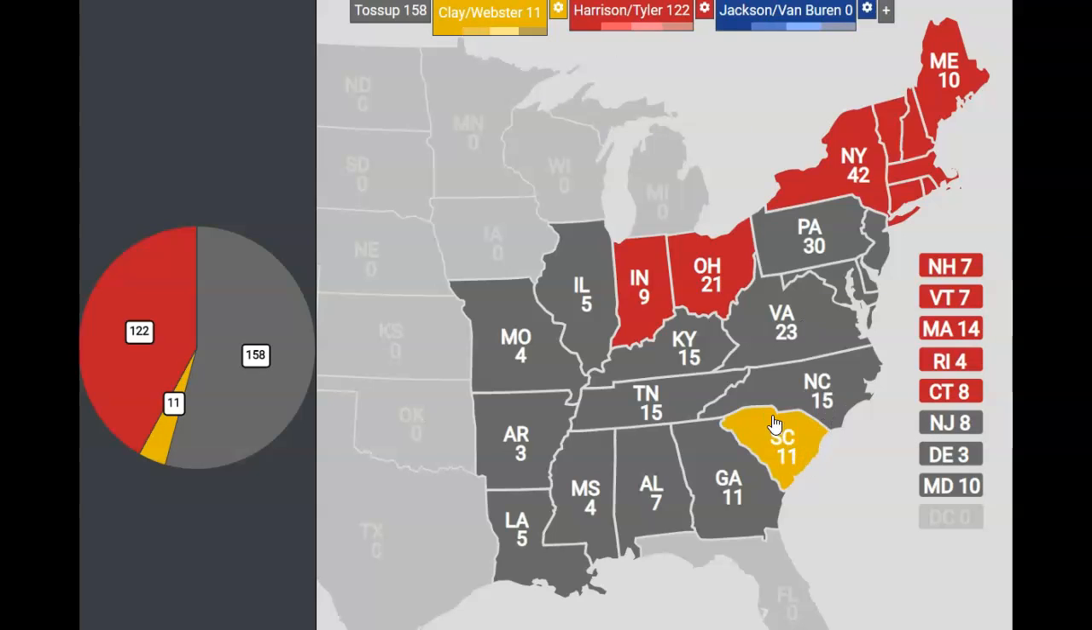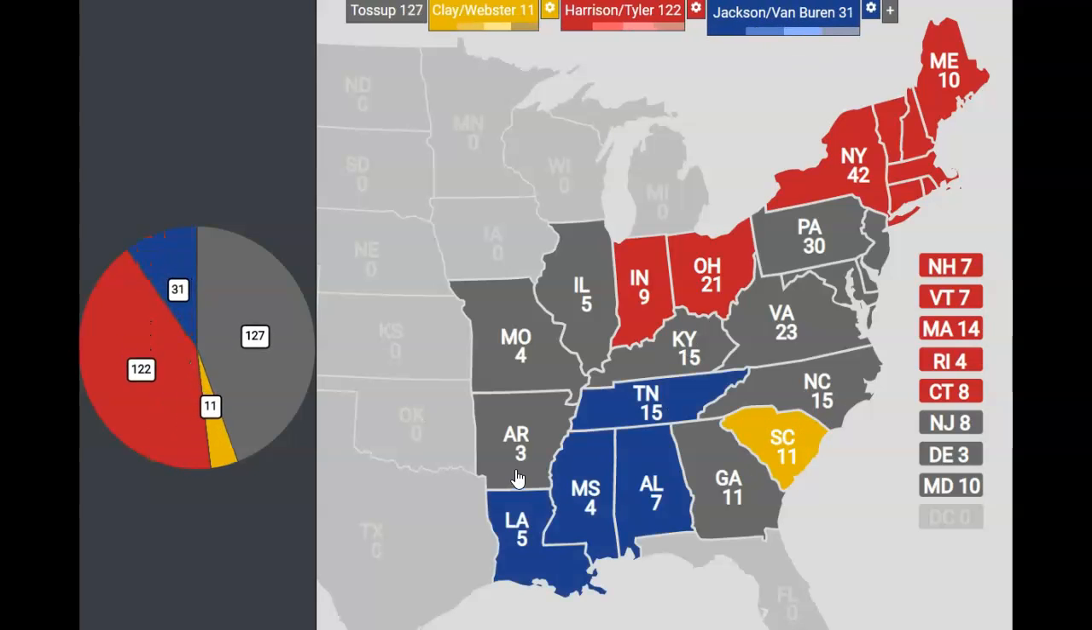He would pick up the vote in South Carolina. Safe states for Andrew Jackson would be the Deep South. Georgia would also be safe. So there you go. We already have our safe states laid out. 122 electoral votes for William Henry Harrison, 45 for Andrew Jackson, and 11 for Henry Clay.